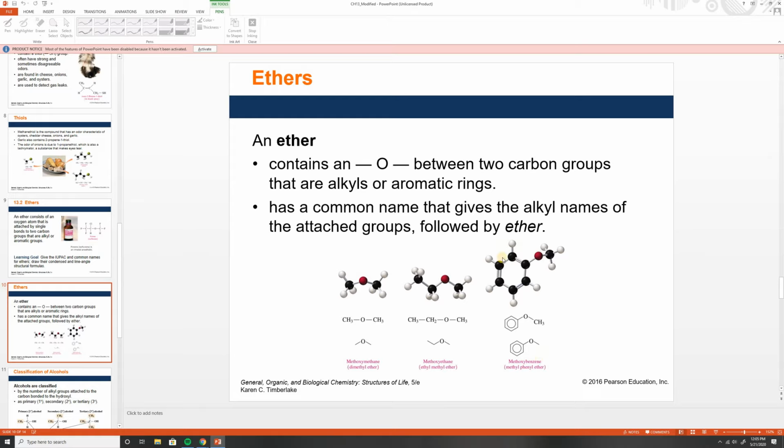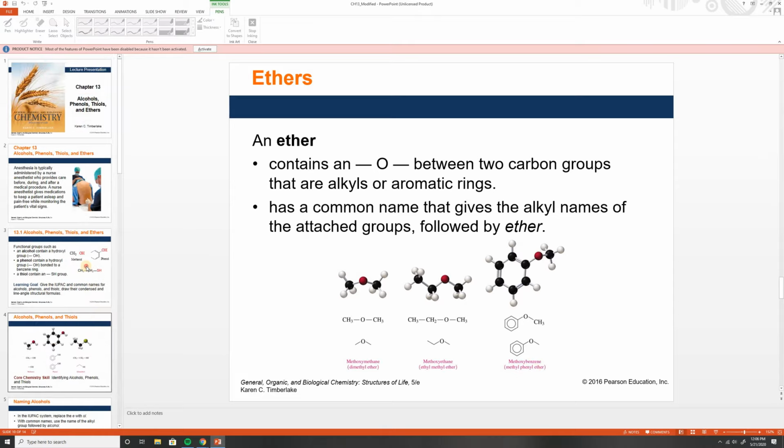So here's one with benzene. So looking at the structure, it could be methoxybenzene because you have a methoxy group right here, methyl oxy, and then attached to a benzene. Or it can be called methylphenyl ether. That's where it gets tough.